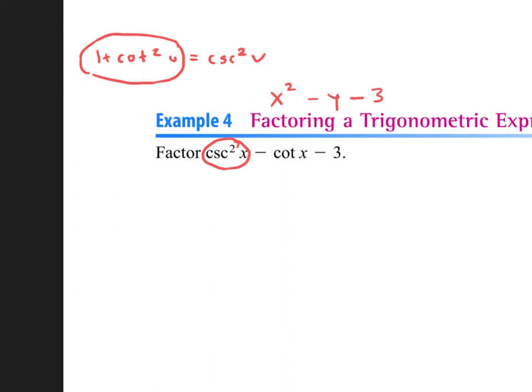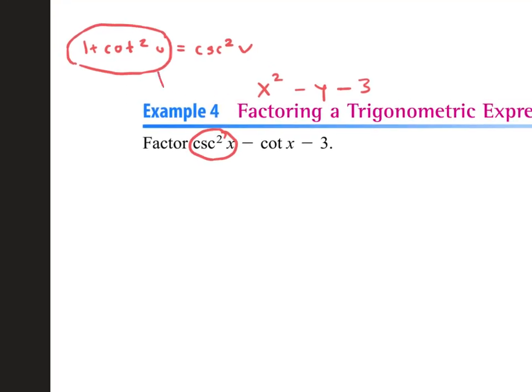Wait, so we can't do what we just did for the other one because it's two different. Right. So we have to make it all the same trig function, which this trig identity is perfect because when we plug this in for our cosecant, it gives us cotangent. So then we're just left with cotangents in our problem. So then it would all be the same trig function and we can factor from there. So let's plug in 1 plus cotangent squared x minus cotangent x minus 3.